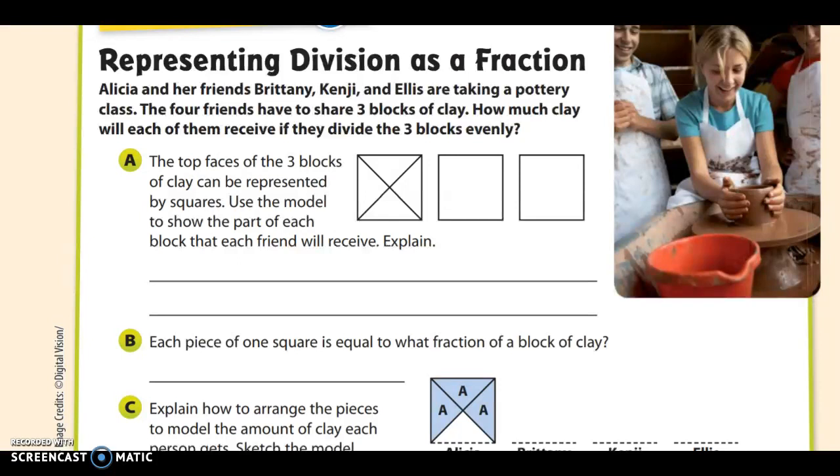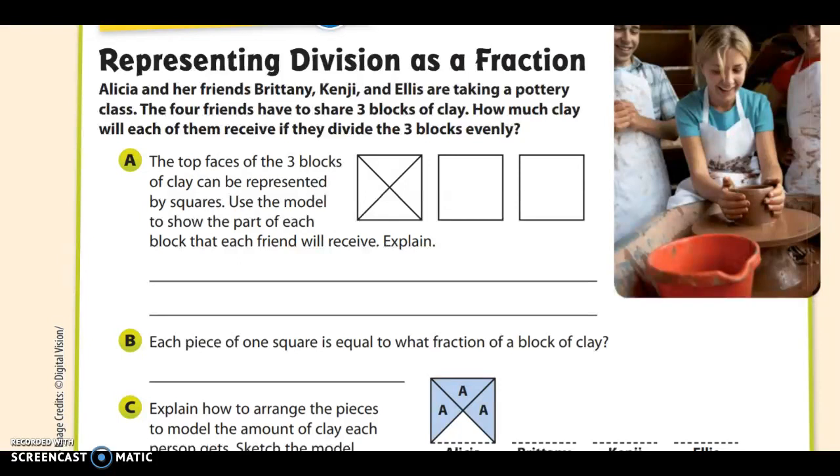Alicia and her friends Brittany, Kenji, and Ellis are taking a pottery class. The four friends have to share 3 blocks of clay. How much clay will each of them receive if they divide the 3 blocks evenly? Question A reads, the top faces of 3 blocks of clay can be represented by squares. Use the model to show the part of each block that each friend will receive.